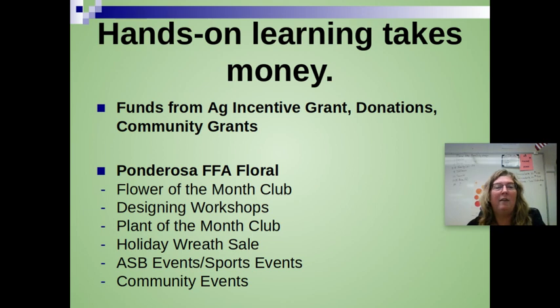So then we have established Ponderosa FFA Floral, which is our ASB club. We have all these ways that we also try to keep money coming in. And I'm not sure this is a bad lesson for our students. I think it's a good lesson. This is business. In order to keep designing, we have to keep having money come in. We do treat this a lot like a business.